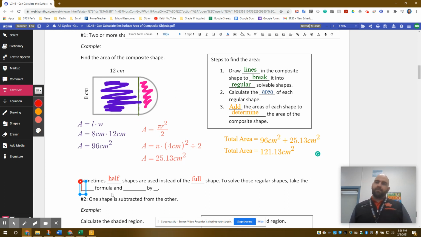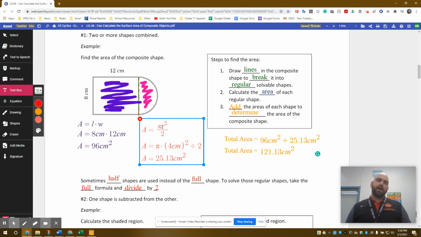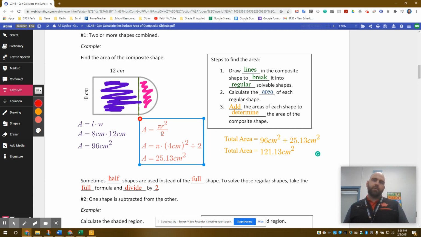If we do see that, we take the full formula and we divide by 2, just like I did here. Area is pi times radius squared. We divide by 2 because we've got half of the circle, and that gives us an opportunity to solve for that half circle. Again, if you want to show it in the formula here, if you want to divide by 2 later on, you can do that as well.